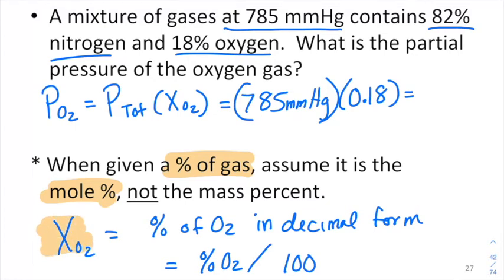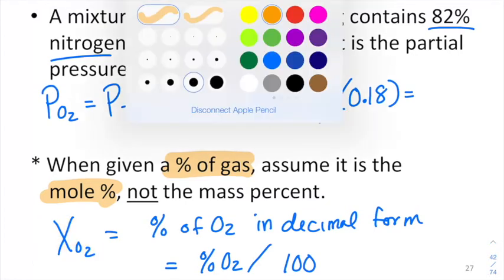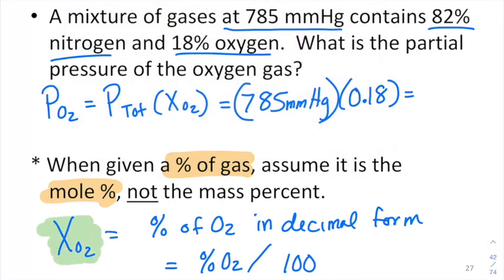Remember what I did right down here? Oops, let me change colors. This mole fraction of O2, that just represents this part right there. So you want to take the 785 times the 0.18, and it looks like several of you got 141.3. Like so.